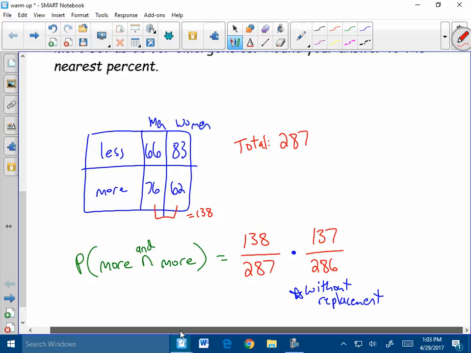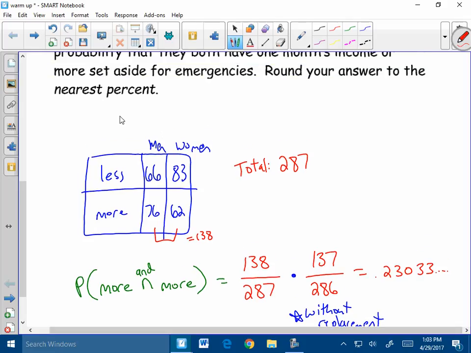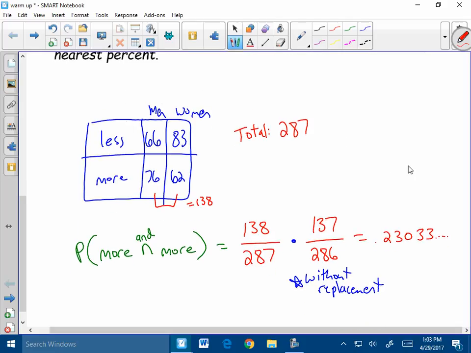Then you're going to multiply both of those fractions together. If you put that into the calculator, you get 0.23033, some other stuff there. It did say round your answer to the nearest percent. So we're going to take this decimal, multiply it by 100, and we'll get 23%. So your final answer there is going to be 23%.